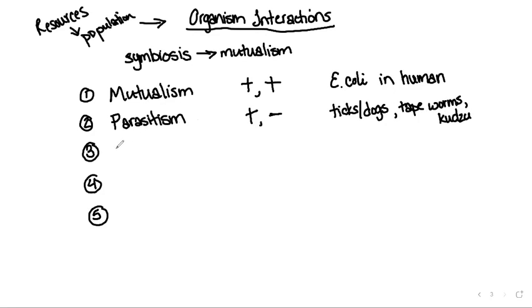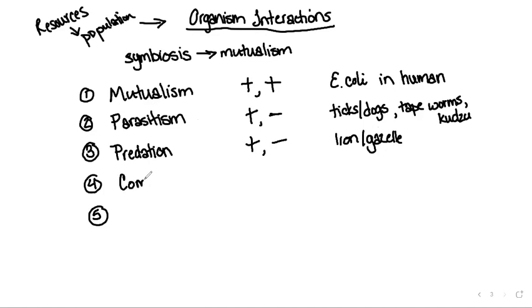We may also have predation, okay? This is where we have this predator-prey relationship, where one organism will hunt and feed on another. The predator is benefited by that. The prey is not benefited by that. Okay, so that's where we have, you know, that lion and gazelle interaction, right?